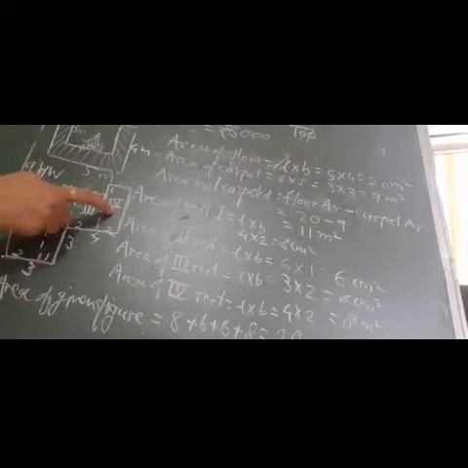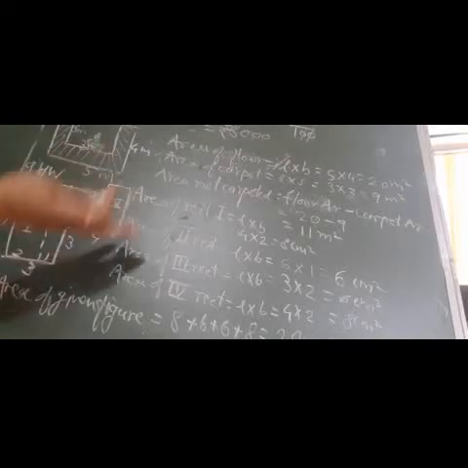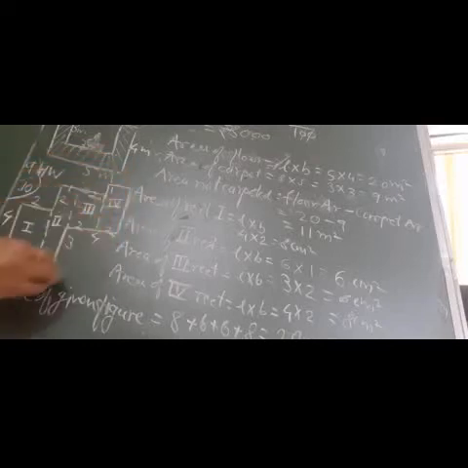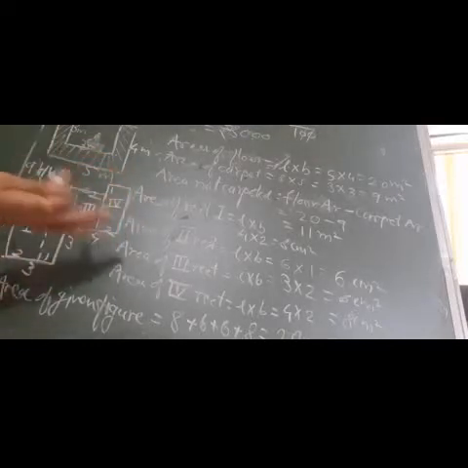rectangle 3 and rectangle 4. Now I will find out the separate area for each of these rectangles, and to find the area of this figure I will add all these areas. To find the area we should know the length and breadth. For the first rectangle, as we can see, 4 is given as the length, and the breadth is 2.